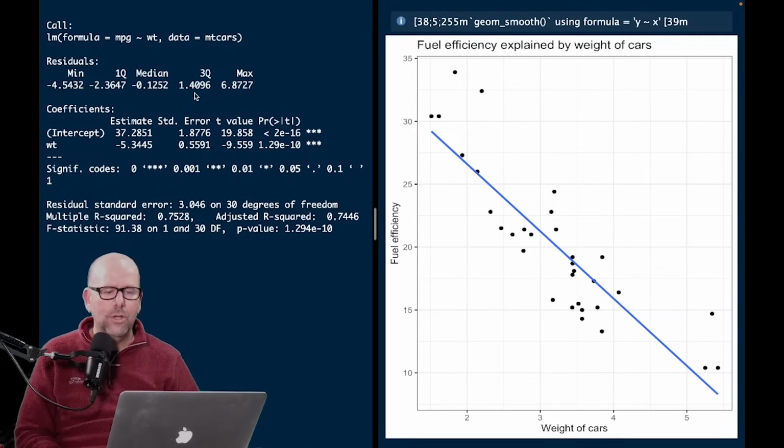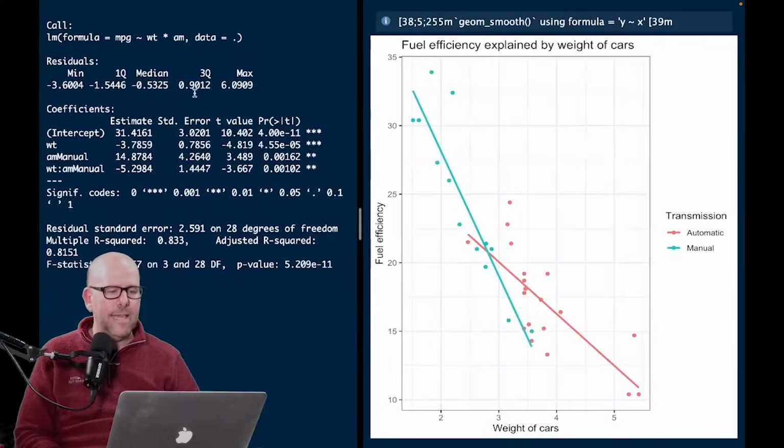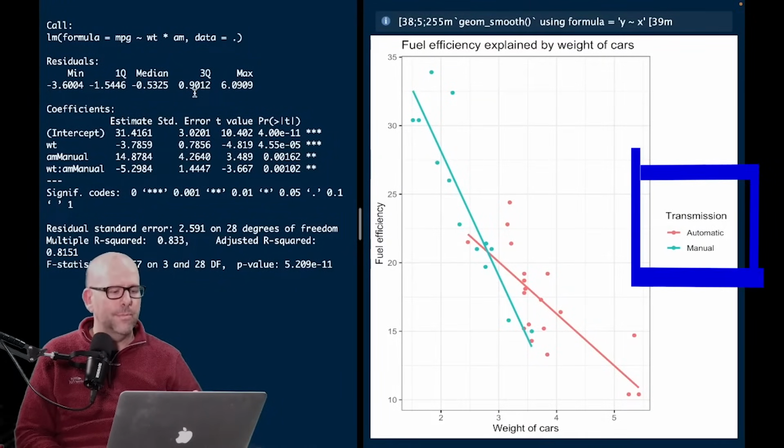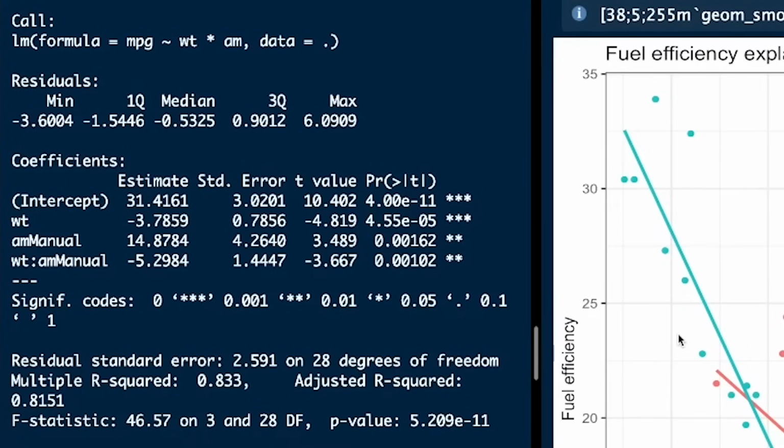Okay, now if we were to look at the same data, but disaggregate it by transmission. So some of these cars are automatic, some of them are manual. Interesting. A couple of things to note even before we start looking at the data. The F statistic p-value is still very low. We expect that, but I always look at it as a matter of course. Interesting, the adjusted R squared has gone up to 81.